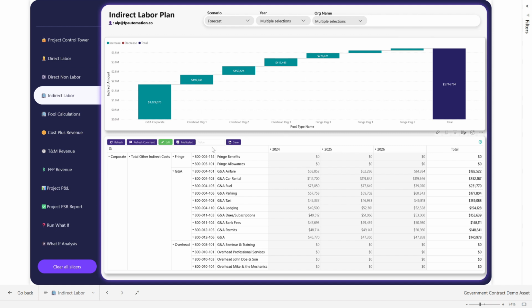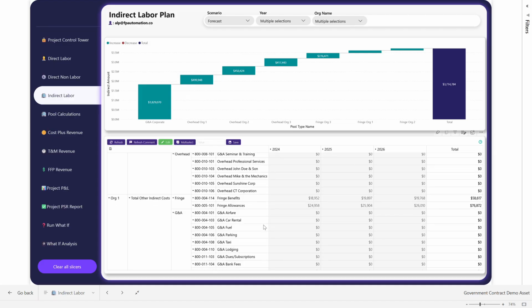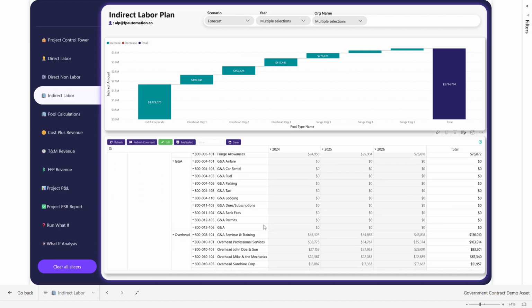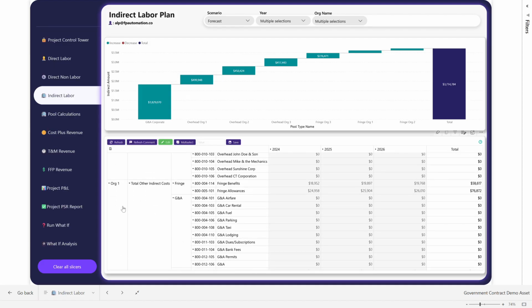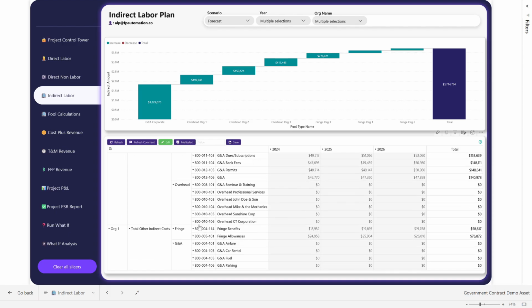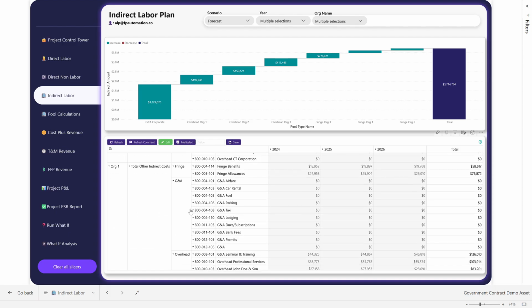What you can see on my screen right here is a listing of fringe, overhead, and general expenses that we're currently planning for various different organizations as well as for the entire company. I want to start off by first explaining fringe. Fringe is related to the benefits and allowances for specific individuals a part of the company.